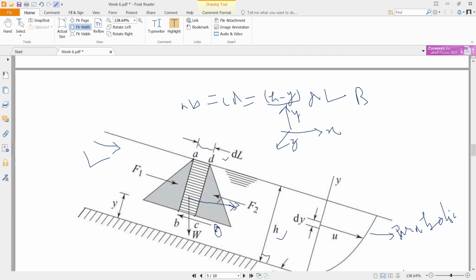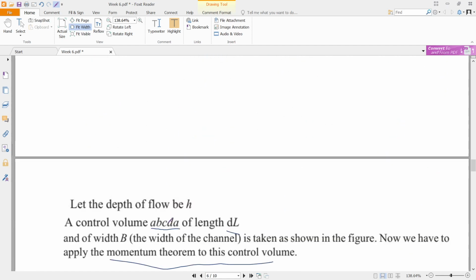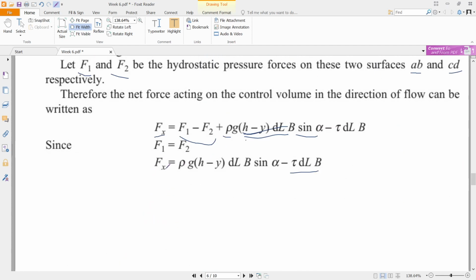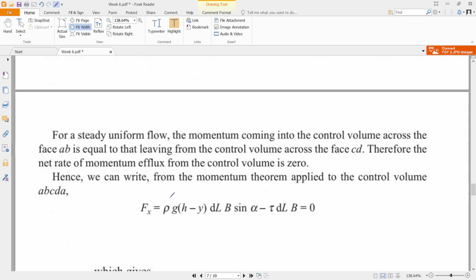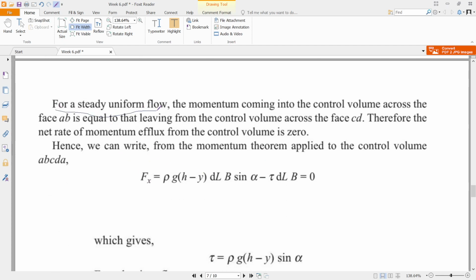Okay, but based on this diagram, this F1 and F2 are the same and acting in the opposite direction. Okay, so F1 and F2 are equal, so the net force Fx is, F1 minus F2 will be 0, so rho g h minus y dl b sine alpha minus tau dl b. Now for a steady uniform flow, the momentum coming into the control volume across the face AB is equal to that leaving the control volume across the face CD. So this you can easily arrive at if you have followed the lecture and the applications of Reynolds transport theorem.